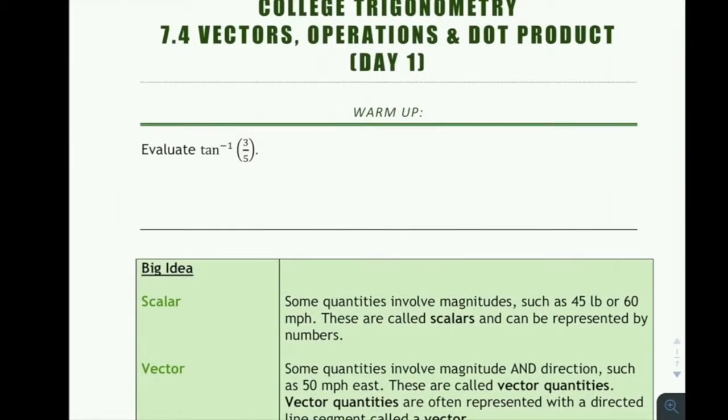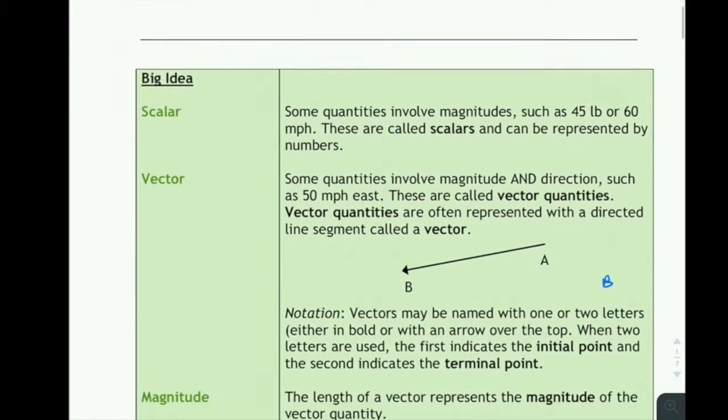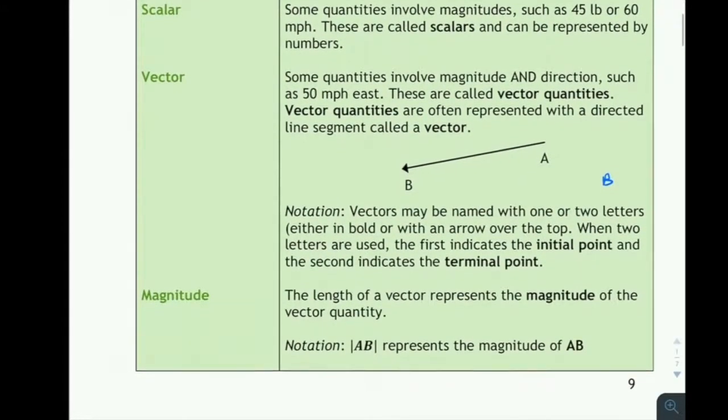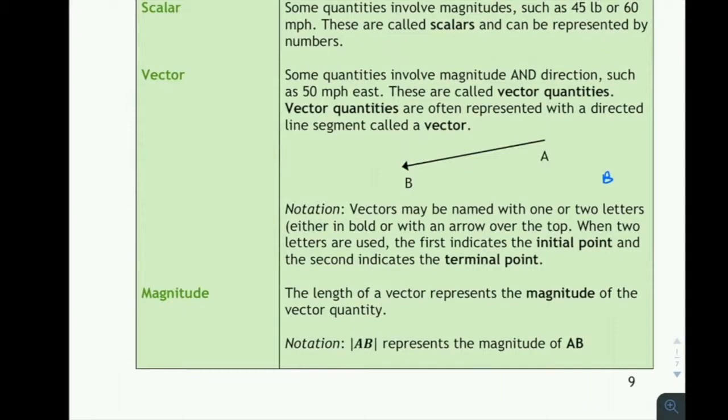Okay, so we're going to look at some vectors today. You guys have worked with these things called scalars a whole bunch before, which really are only an amount of something. So they're strictly a magnitude, like 45 pounds or 60 miles per hour. Scalars are just represented by those numbers.